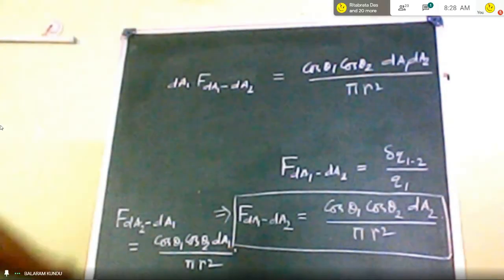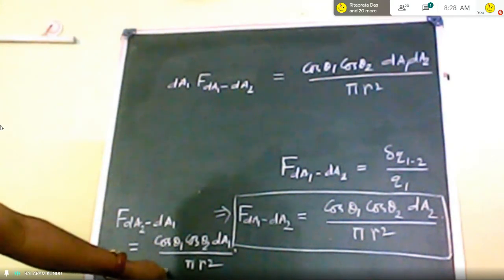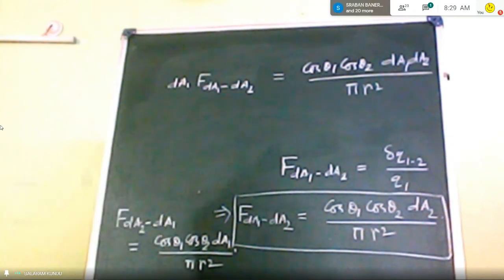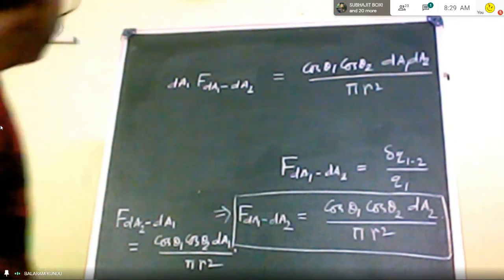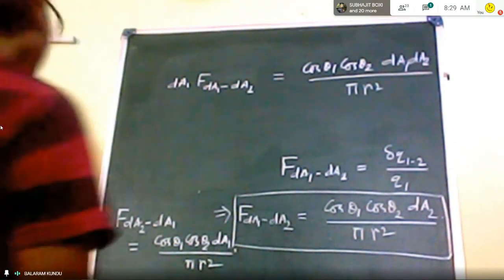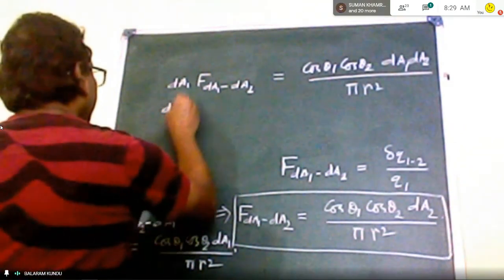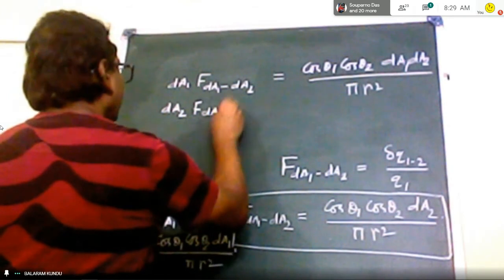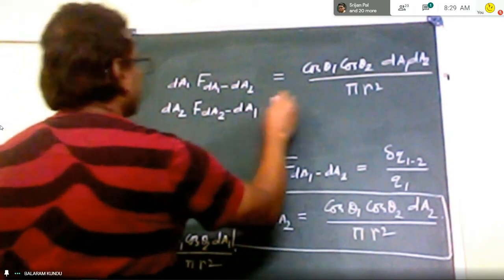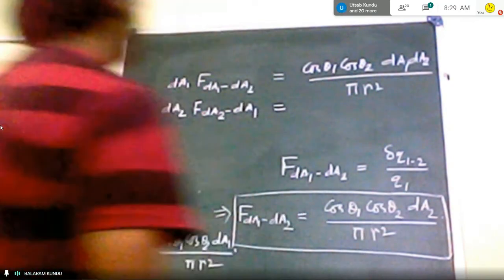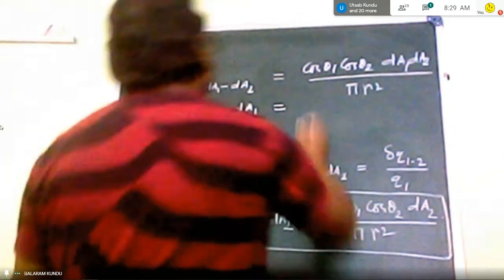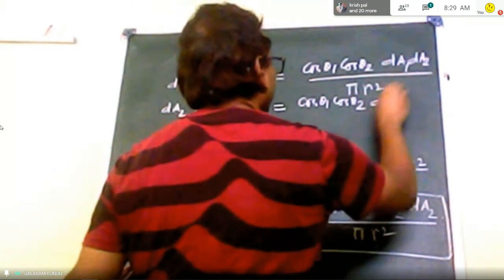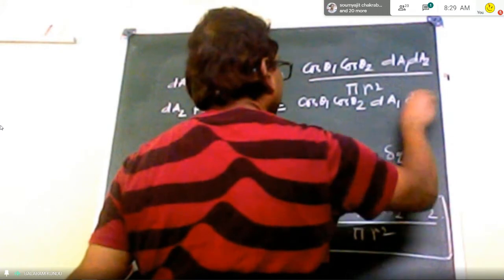And in a similar fashion, if we consider the second shape factor expression, shape factor from dA2 to dA1, and multiply this expression by dA2 on both sides, it will be dA2 into shape factor from dA2 to dA1, which should be equal to the same expression: cos of theta 1 cos of theta 2 dA1 dA2 divided by pi r square.